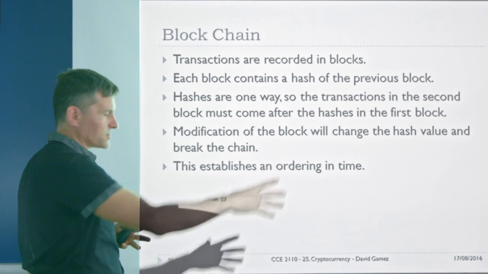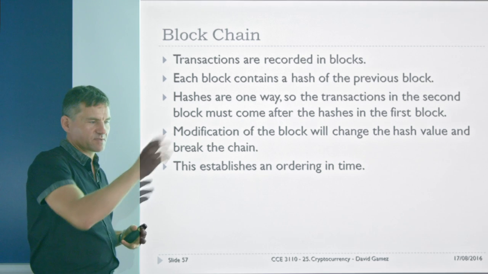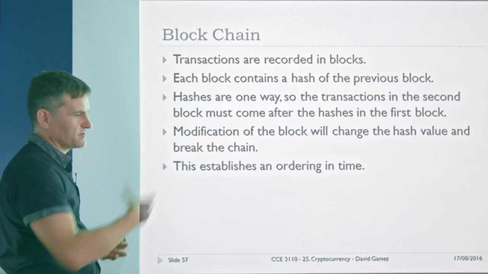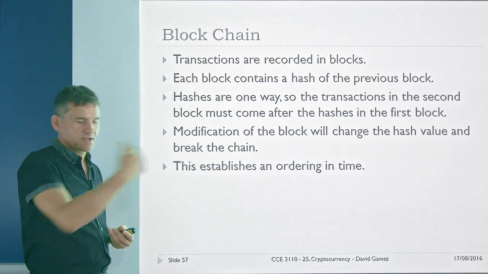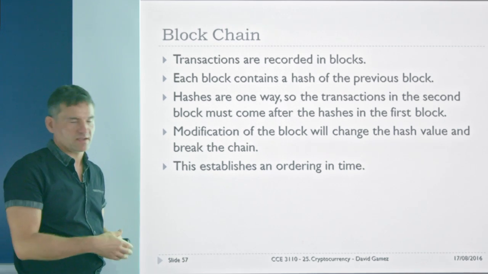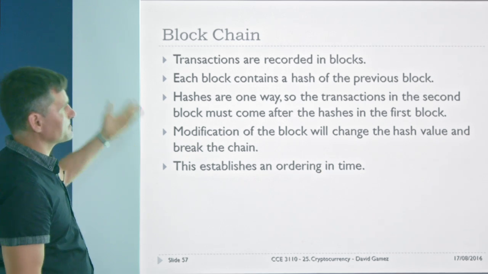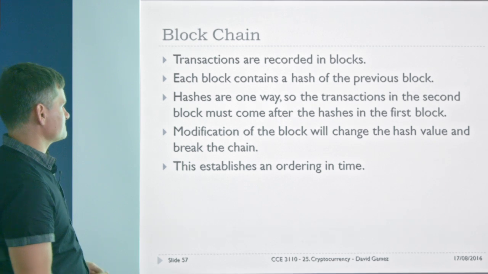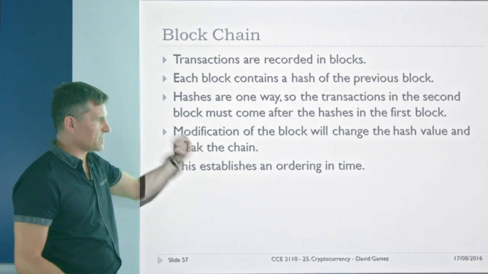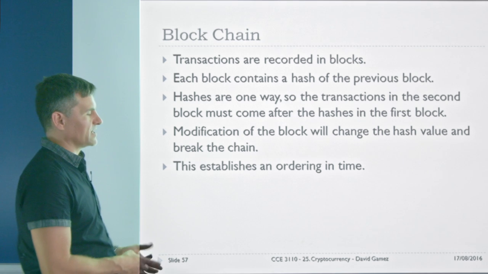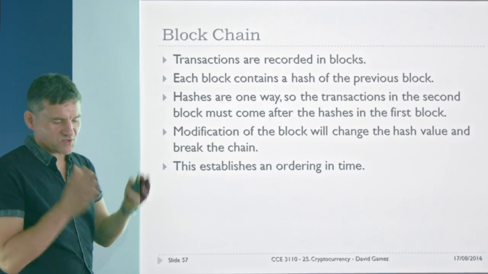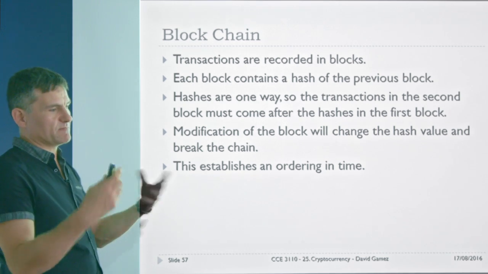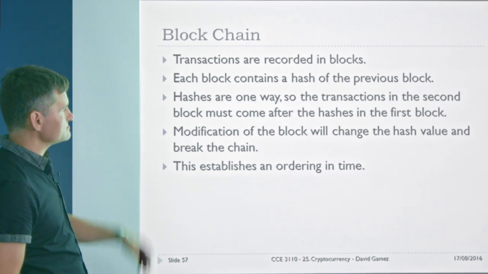So block 2 contains the hash of block 1, so block 2 must have come after block 1. And then block 3 contains a hash of block 2. And so you get this determinate ordering in time of the blocks, because each block contains the hash of the previous block. So the hashes are one way, so the transactions in the second block must come after the transactions in the first block. Also, if you change the block, you change the hash value, and you're going to break the chain. So if the chain's valid, then the transactions that are in each block are ordered in time. That's the idea. Ordered between blocks, not ordered within blocks. This gives us the order in time.